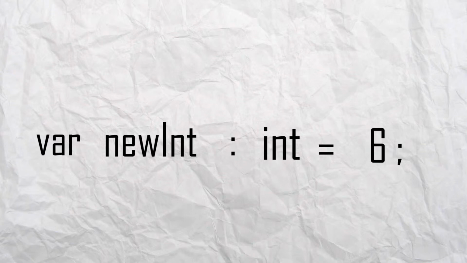To declare an integer, just type in var newInteger : int = a value. Remember what I said before, it has to be a whole number, otherwise it won't work. Fun fact, integers are the second simplest variables in Unity.